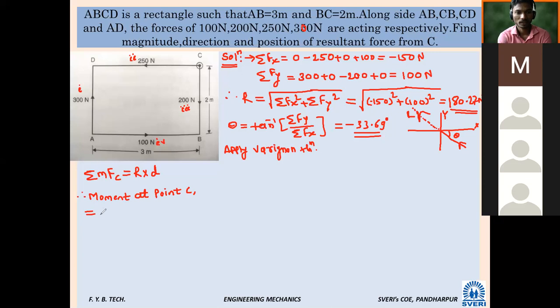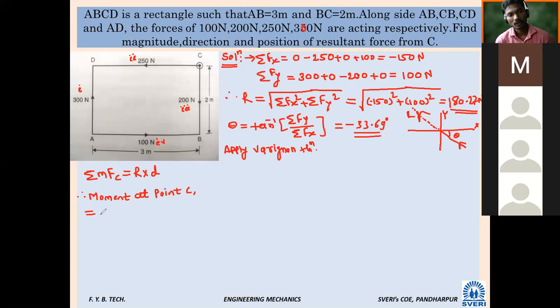What am I saying? You have to consider each and every force. If one of the forces is inclined, then you have to consider the effect due to both the components while calculating the moment, along with the sign convention. First thing now, number one: moment due to 300 Newton force with respect to point C.